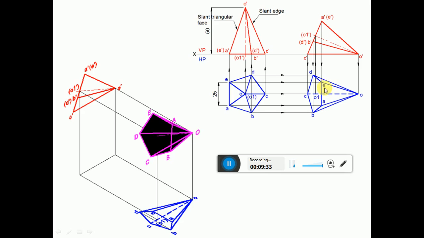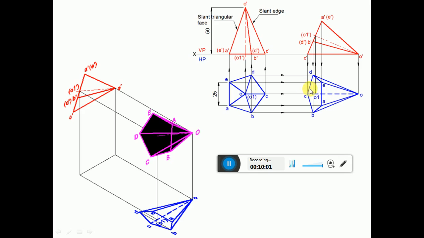Then when you look from the top view, A, B, C, D, E is near to the observer, so you darken A, B, and A, E and E, D, which are near to the observer, so they are visible. So the only edge which is left out is CO. Since CO is crossing the visible edge AE, naturally CO is going to become invisible.